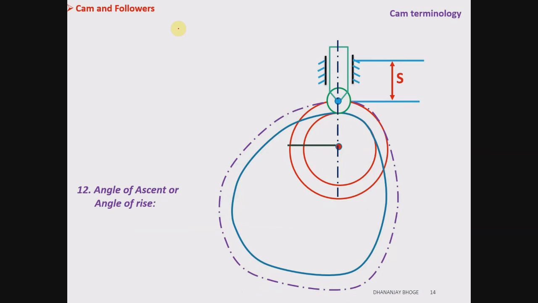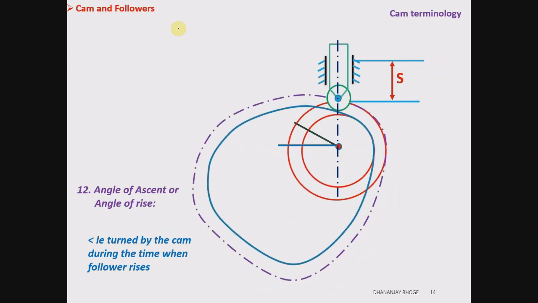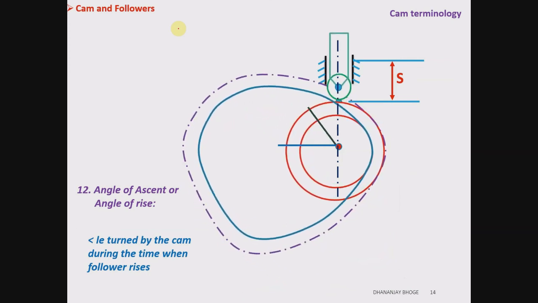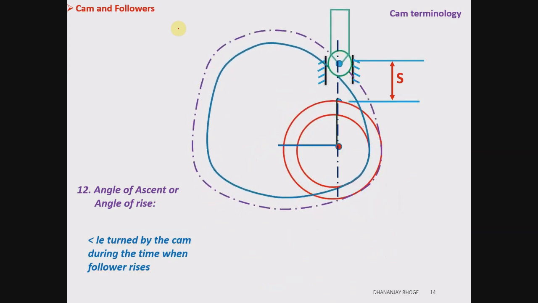Next is the angle of ascent or angle of rise. So angle turned by the cam during the time when follower rises is called as angle of ascent or angle of rise. Sometimes we call it as outstroke angle. So let us rotate the cam about its center. Now the angle turned by the cam during the lift of the follower is outstroke angle theta O.